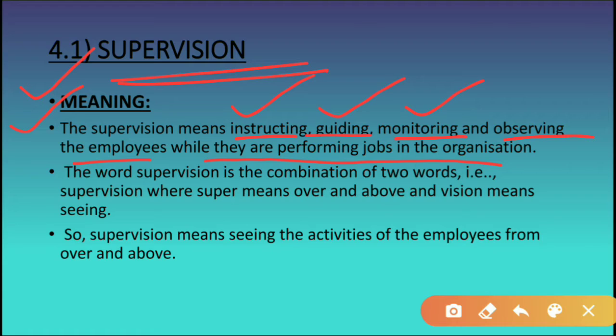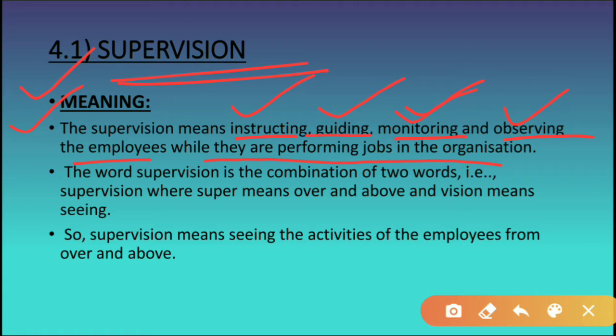Only giving instruction is not the work of the superiors. Along with the instruction, they need to monitor the performance of the organization from time to time. They need to observe the employees, how they are performing their jobs, how they are carrying out their activities, whether they are doing it in a correct way or not.